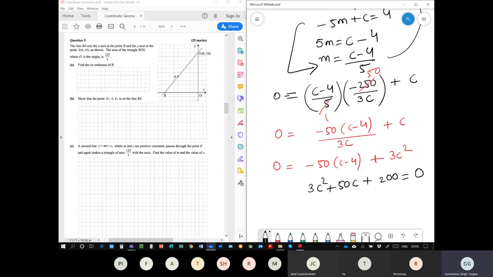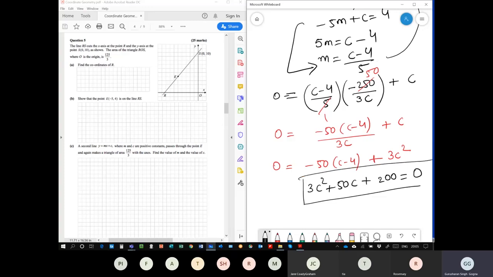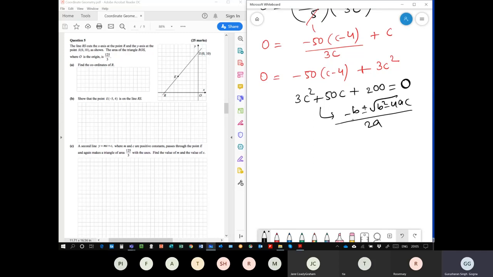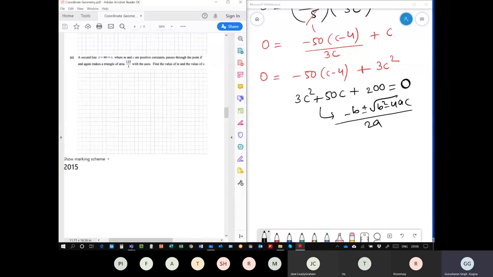Okay. And I presume you know how to solve this. So this will give you the value of c. You can use the minus b formula if you want. Using the minus b formula in a quadratic equation, you can get the value of c. And once you get c, you can substitute in the previous equation to get the value of n. Okay, so that's the idea behind this question.